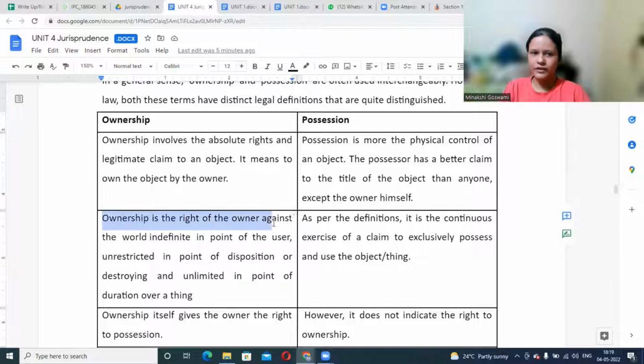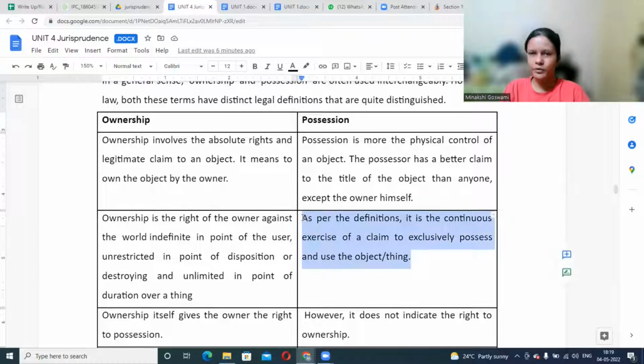Ownership is the right of the owner against the world, indefinite in point of user, unrestricted in point of disposition and destroying, and unlimited in point of duration over a thing. He has an absolute right. All the rights are given to him. As per definitions, it is the continuous exercise of a claim to exclusively possess or use a thing.